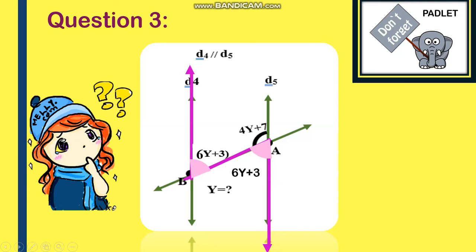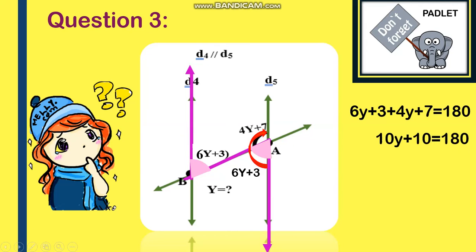So what are you seeing now? Yes, these angles are supplementary angles. So addition of these angles should equal to 180. And if you solve the equation, you will find the y as 17. Congratulations, you did the right thing.